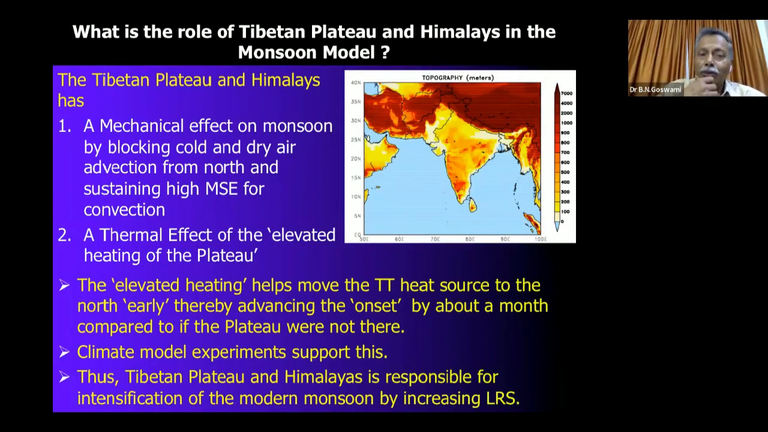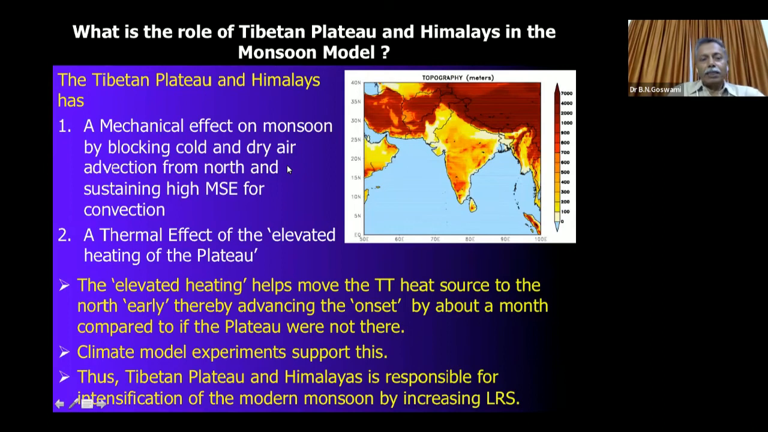So coming back to the question of what is the role of the Tibetan plateau, somebody asked me now. Let me try to conclude by making a couple of points on this. The Tibetan plateau actually affects the monsoon in two different ways. One, it has a mechanical effect. The mechanical effect is because these tall mountains prevent the cold and dry air at low level from coming from the extratropics. Extratropical waves have big swings. These extratropical weather systems, what we call western disturbances.